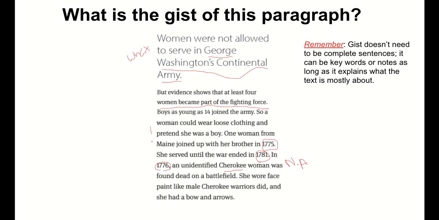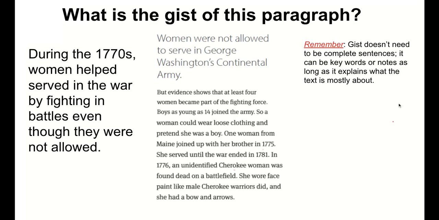So let's put this all together for our gist. So now my gist is, during the 1770s, women helped serve in the war by fighting in battles even though they were not allowed. Notice how I just kind of give a gist of my dates and kind of combine them into this because that was when it happened. This tells me when, this tells me what they did, and this tells me why.